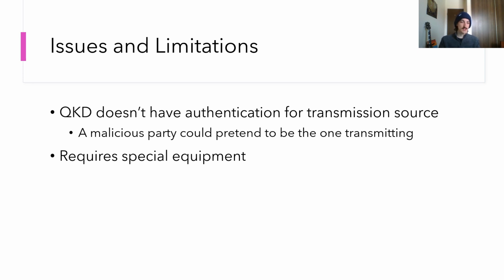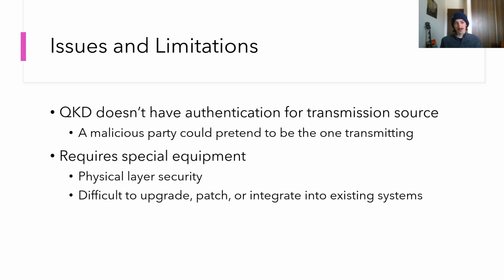Another thing is that it requires a lot of special equipment. It's physical layer security, and so you need a dedicated fiber optic communication setup, and some of these networks aren't really set up for that. And it's also difficult to upgrade, patch, or integrate into existing systems. So while there might be a lot of fiber optic systems set up for communications, it's difficult to add in and integrate the quantum aspect of it. And then once you do have it set up, if you find some issue with it, it's hard to patch that out.